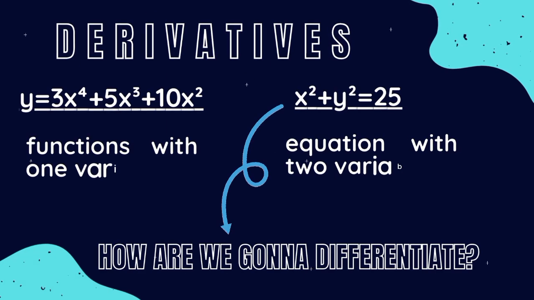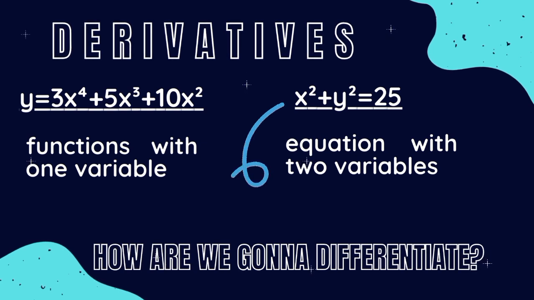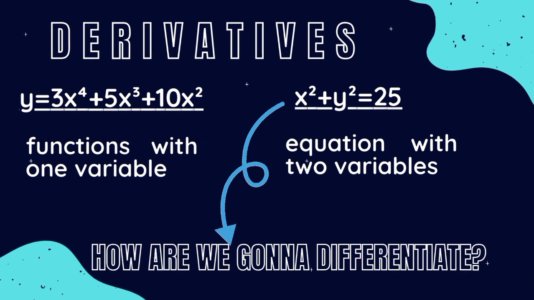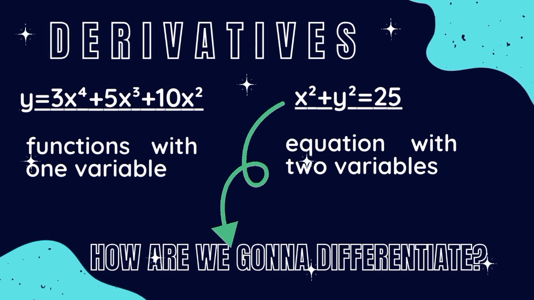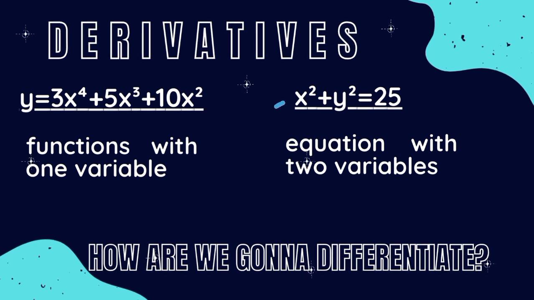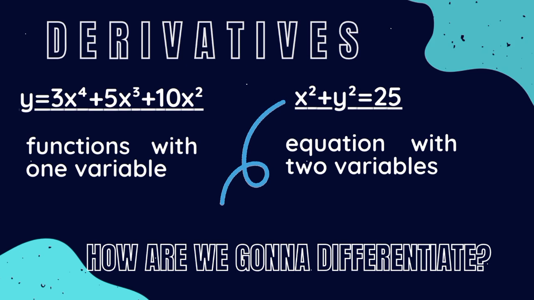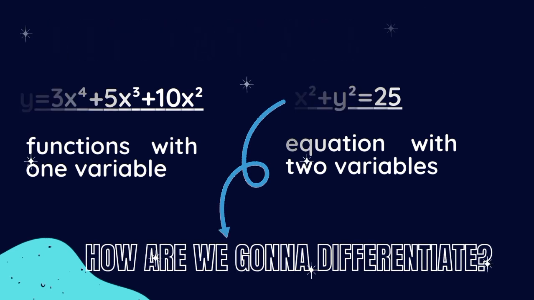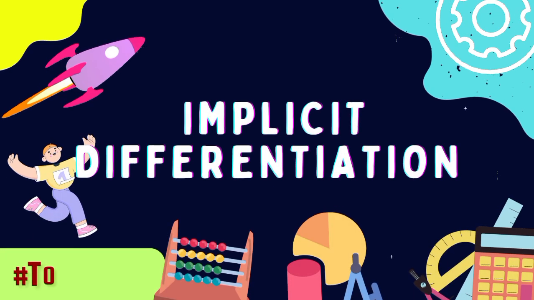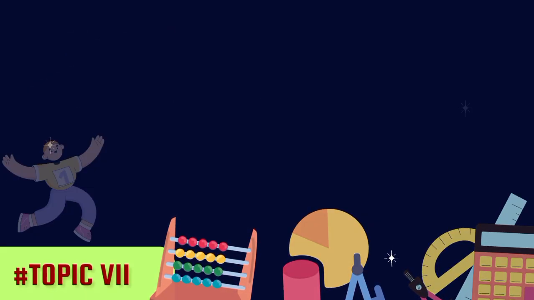When deriving, we usually deal with equations in terms of one variable, such as y is equal to 3x raised to 4 plus 5x cubed plus 10x squared. But what are we going to do if the equation has two variables, such as x squared plus y squared is equal to 25? How are we going to differentiate such an equation? Now this is where implicit differentiation comes in.